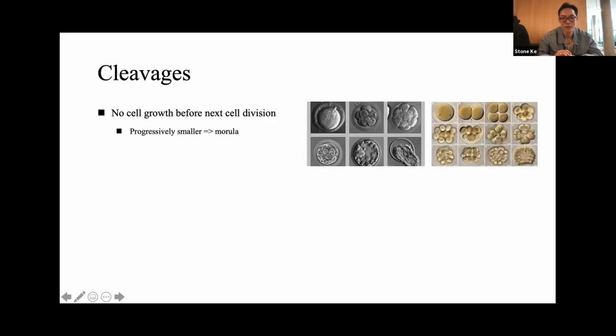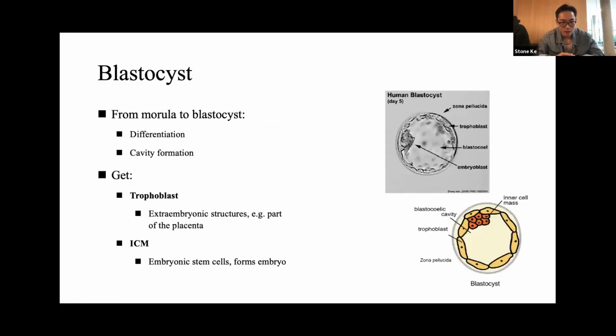Cleavages. Only thing to say here, and you guys probably know this, is that in cleavages there's no cell growth between cleavages, right? So they will increasingly make each daughter cell smaller until you get this little mulberry, called the morula, which is a little clump of little cells. Next slide, Lawrence. Thank you.